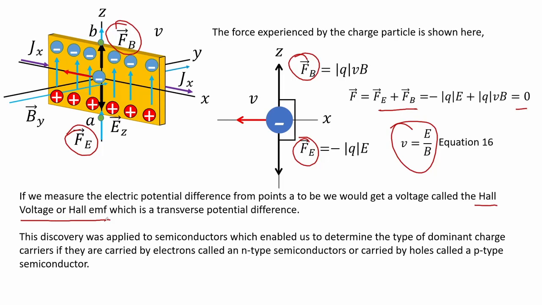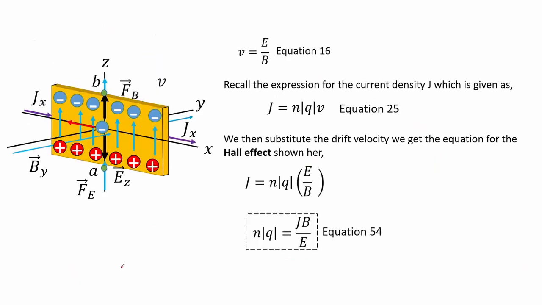This discovery was applied to semiconductors, which enabled us to determine the type of dominant charge carriers, whether carried by electrons, called N-type semiconductors, or carried by holes, called P-type semiconductors. Holes are just vacant positions left by electrons. The Hall effect equation is useful in determining several factors such as the concentration N, current density, magnetic and electric fields in both conductors and semiconductors.